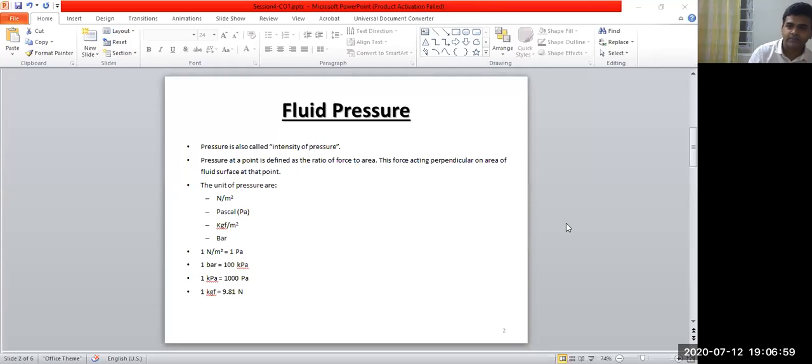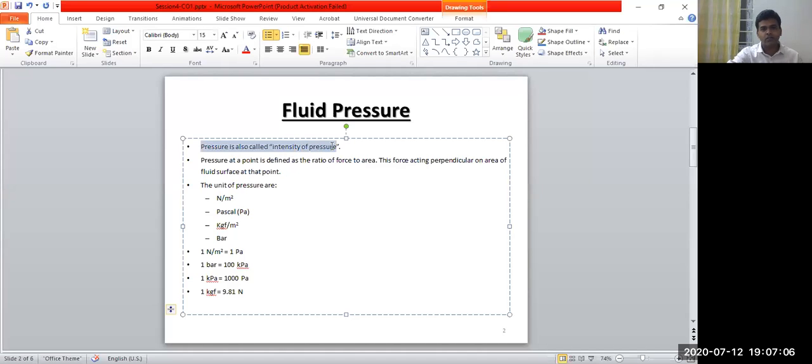What is this pressure? Fluid pressure. This fluid pressure is also called the intensity of pressure. Both are the same. Pressure or intensity of pressure. What is this? Pressure at a point is defined as the ratio of force to area. Pressure is equal to force to area. This is called pressure. And this force acts perpendicular on the area of the fluid surface at that point. So this is the pressure or fluid pressure or intensity of pressure.